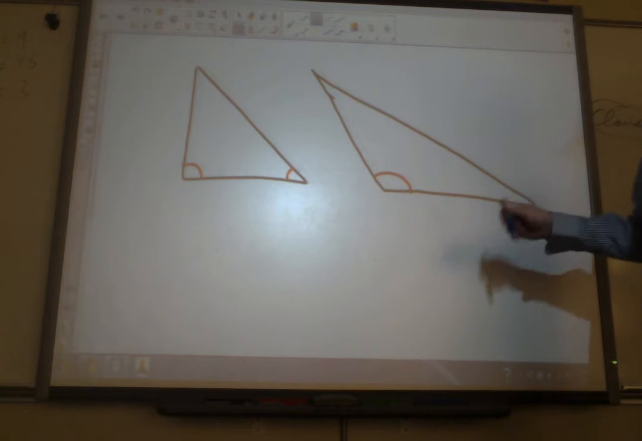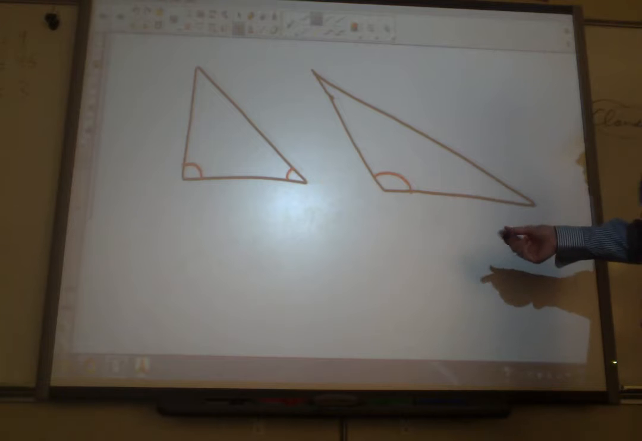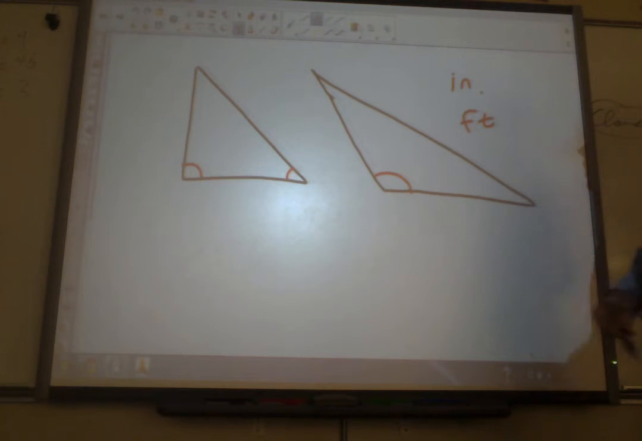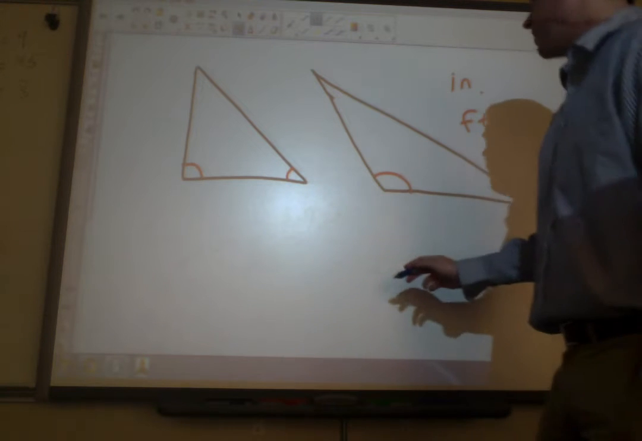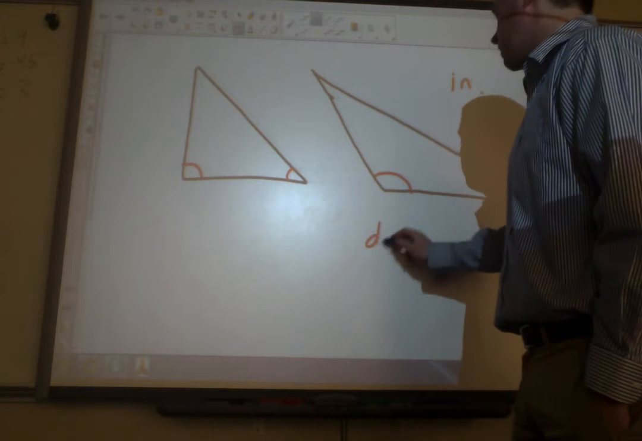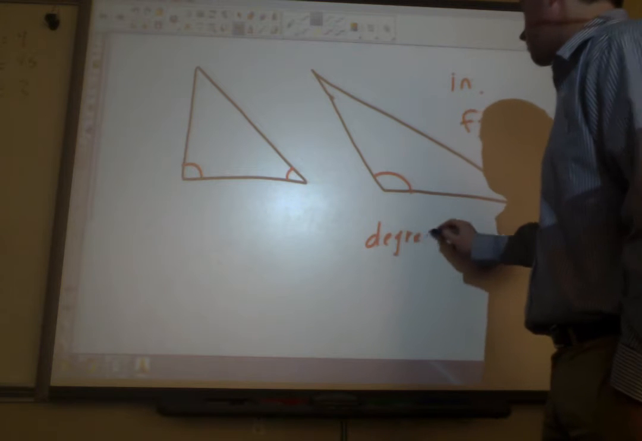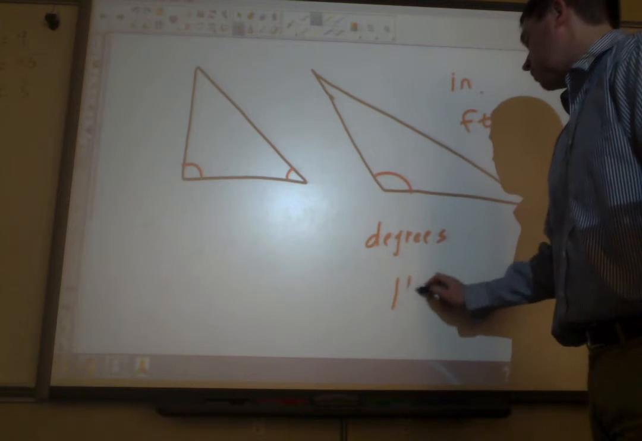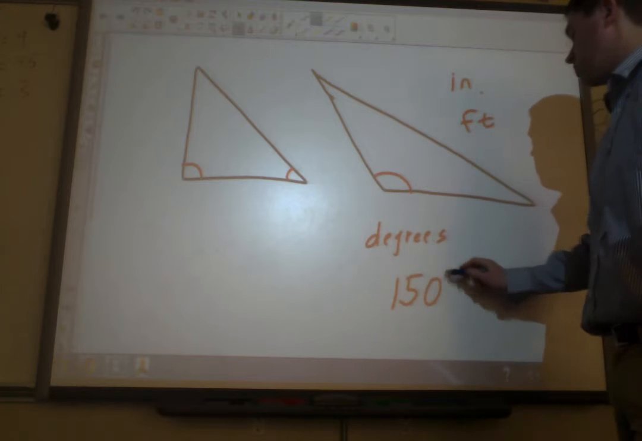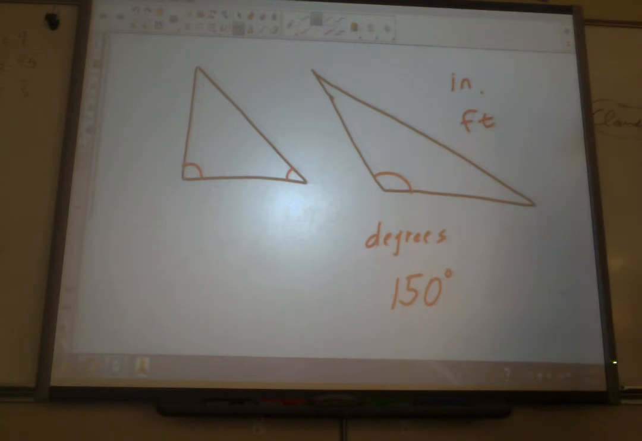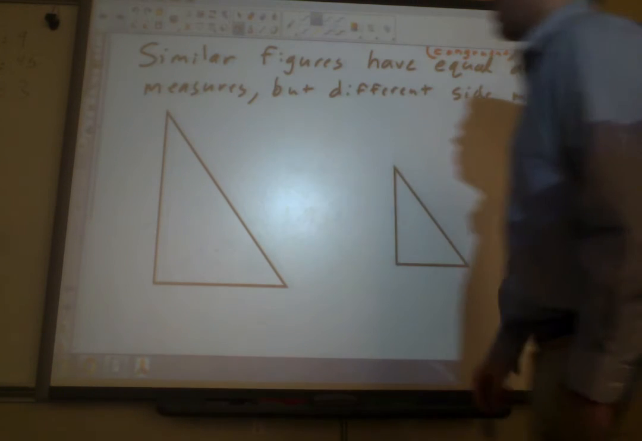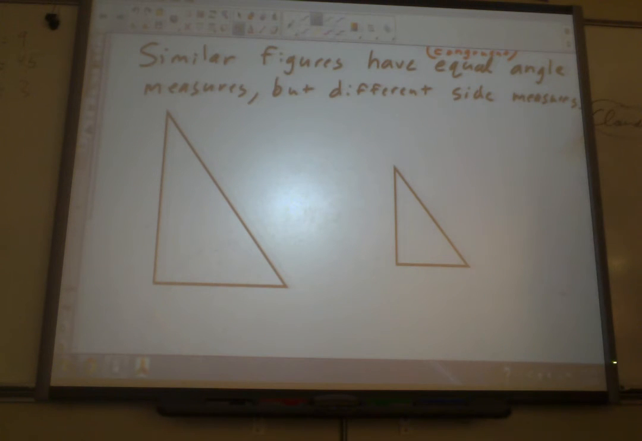Sides are measured in regular units of distance, like inches or feet, or even miles if the shape is big enough. Angles are always measured in degrees. And you'll see it written, for example, like 150 degrees. All right. So with that reviewed, let's talk about similar figures.